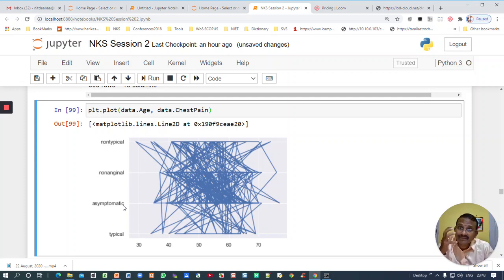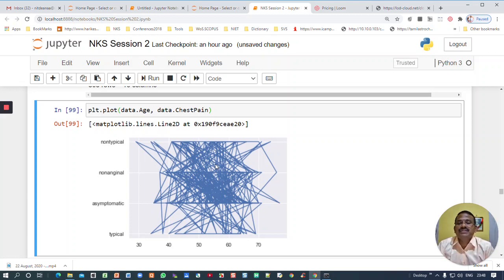So like this, asymptotic is really a heart pain. So like this, different parameters and different age. From the age, please understand that a lot of the issues are between 50 or 55 to 60. Understand? Because more congestion is here. That means more records are there.